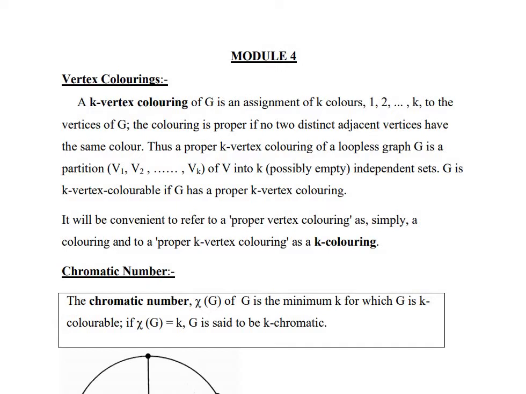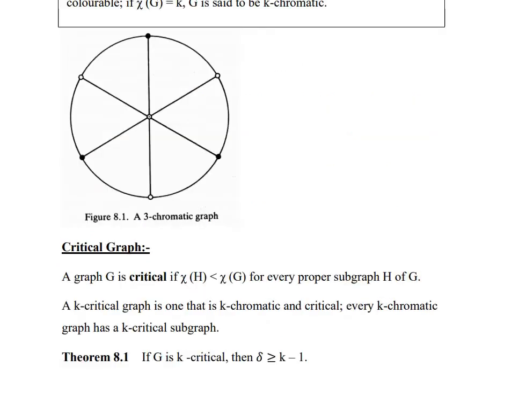The chromatic number of the graph G, usually denoted by chi of G, is the minimum k for which G is k-colorable. If chi of G equals k, then G is said to be k-chromatic. This is an example of a graph, particularly a 3-chromatic graph.